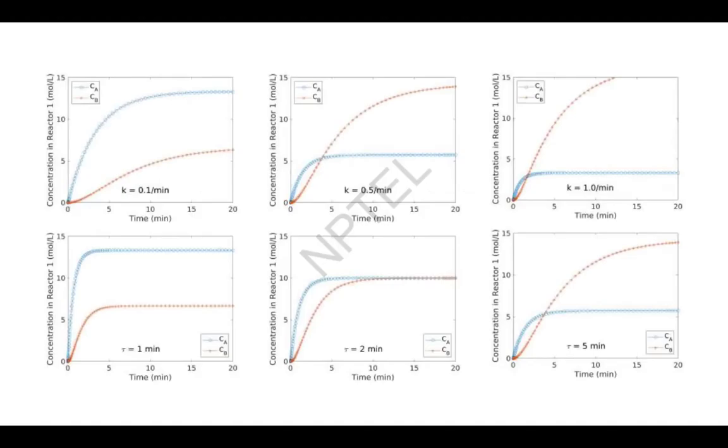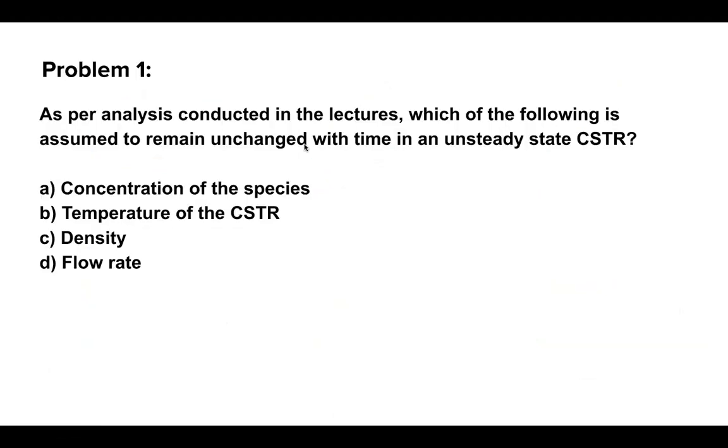Here we are varying k from 0.1 to 0.5 to 1, and the space time is being varied from 1, 2 to 5. Okay, and this you can do for reactor 1. Here I've only shown the results for reactor 1, but a similar thing you will get for reactor 2 also. So basically you will have these 6 plots, and you will get another 6 plots from your question. So let me just show you the code for that.